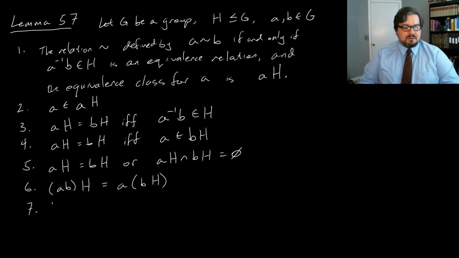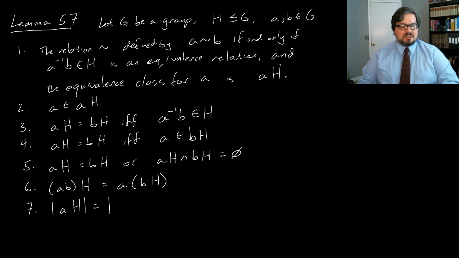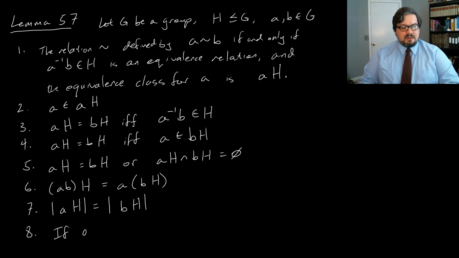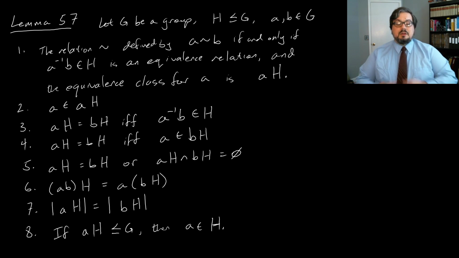Number 7, the order, or the cardinality, I should say, these aren't necessarily groups, but the cardinality of AH is the same as the cardinality of BH. And 8, if AH does in fact happen to be a subgroup of G, then A belongs to H.